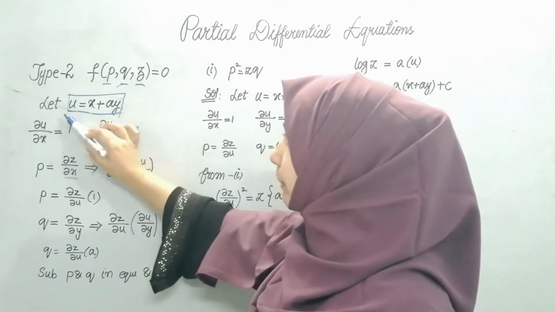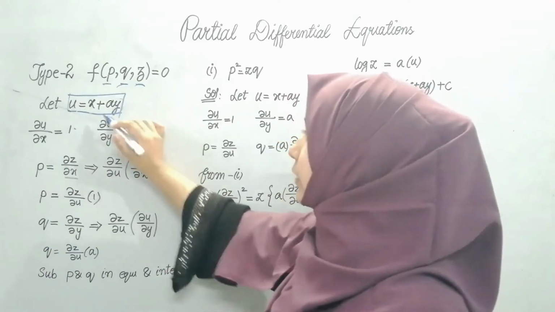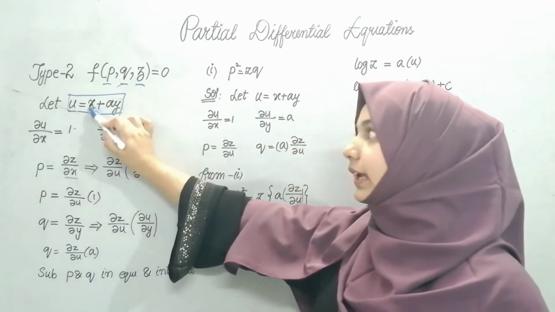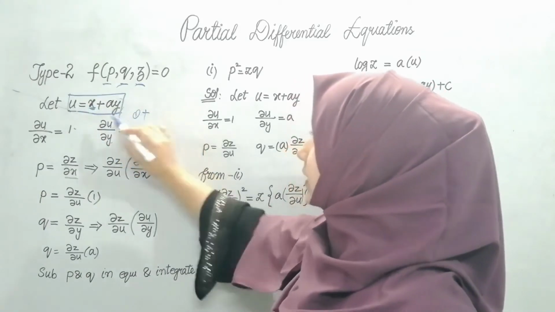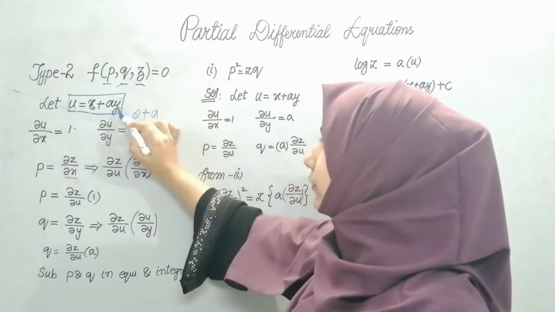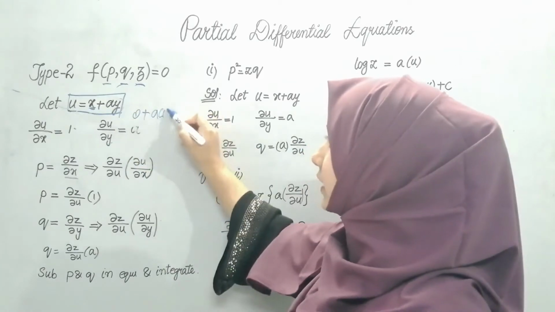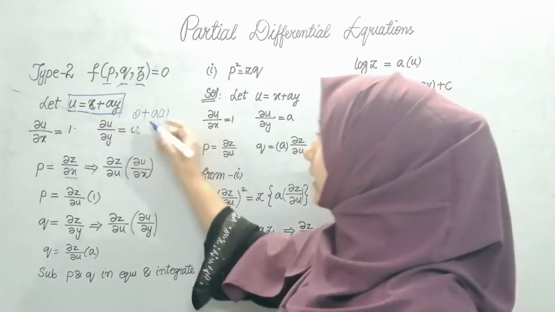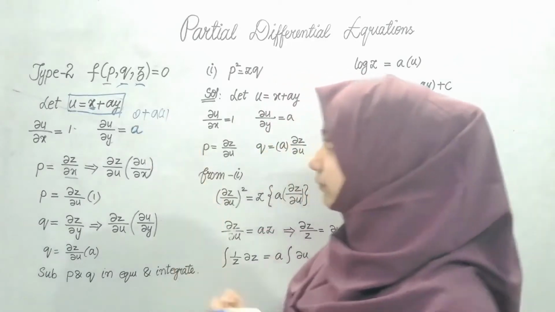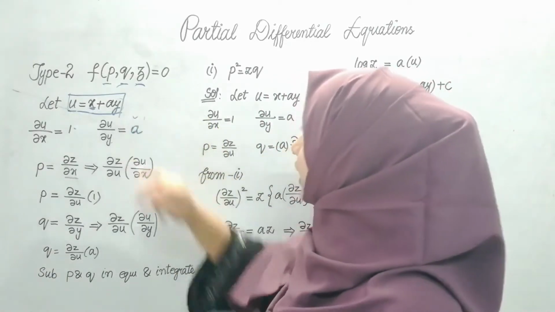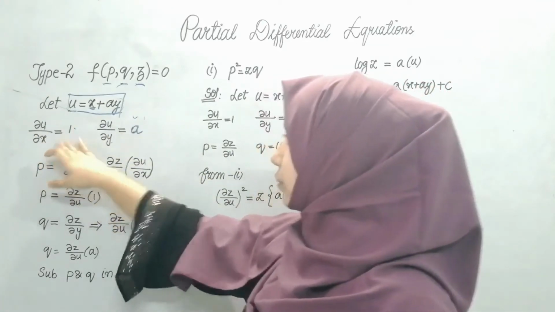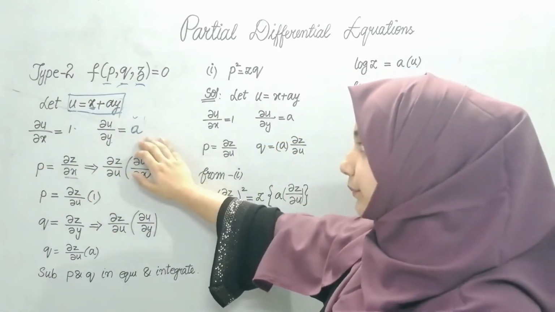So dou U by dou Y is equal to, here if you see, do we have any Y term? No. So this will be 0 obviously, plus here A as it is because it's the coefficient. I've got a Y term here. The differentiation of Y is what? 1. So A into 1 is what? A. Done. Now next, dou U by dou X is 1 and dou U by dou Y is A, right?